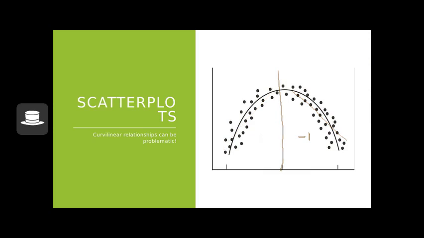So one thing to know is that usually when you see an R that equals 0 or an R that is close to 0, that means that there is no relationship between the two variables. Now, it could mean that there's no relationship between the variables, or it could mean that you have a curvilinear relationship.